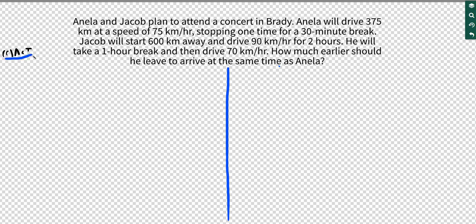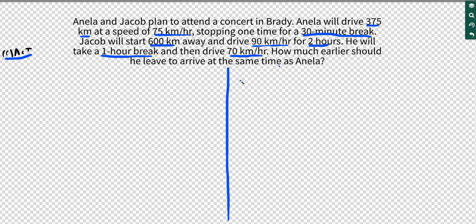By the way, this is not a question I made. It says Anella and Jacob plan to attend a concert in Brady. Anella will drive 375 kilometers at a speed of 75 kilometers per hour, stopping only one time for a 30-minute break. Jacob will start 600 kilometers away, and he will drive 90 kilometers per hour for 2 hours. Then he'll have a 1 hour break and then drive at a different speed. How much earlier should he leave to arrive at the same time as Anella?